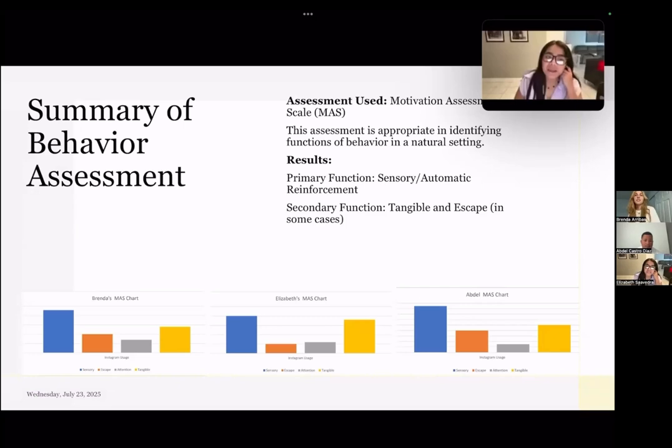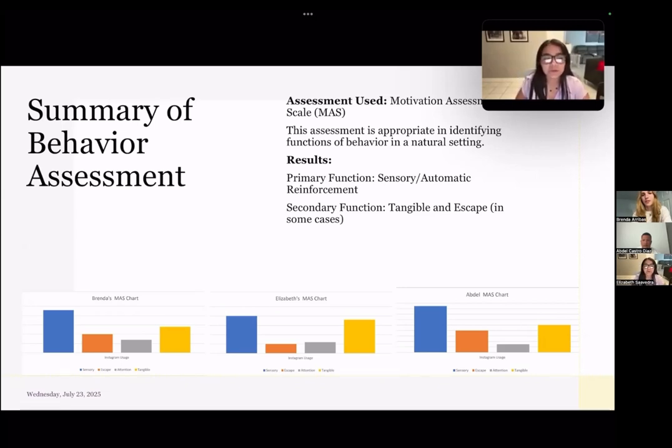Right here, we have the summary of the behavior assessment that we did. The assessment that we chose was the Motivation Assessment Scale, MAS. This assessment is appropriate for identifying the functions of why the behavior occurs naturally. The primary function was sensory, automatic reinforcement, and the secondary function was tangible and escape in some cases.